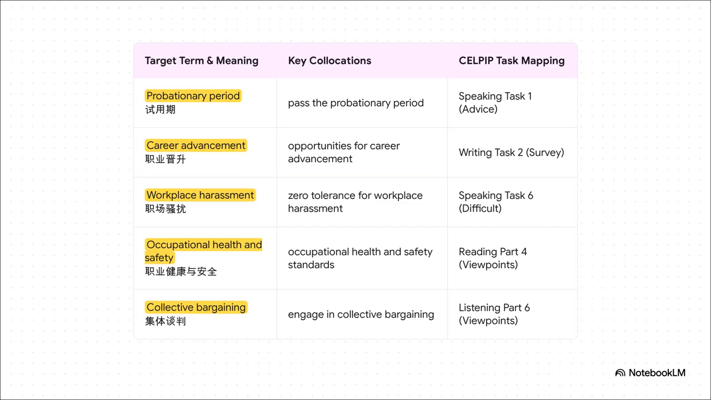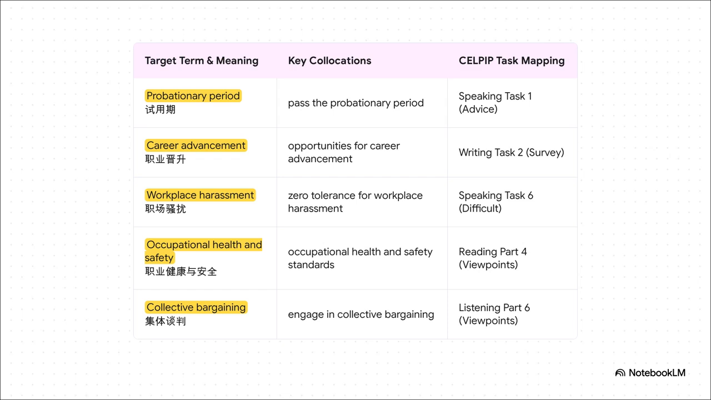First, probationary period. Probationary period. 试用期. When giving advice to a newcomer in Task 1, tell them exactly how to pass the probationary period at a new job. Next, career advancement. Career advancement. 职业晋升. Later, argue in Task 2 that employees need better opportunities for career advancement to stay motivated.